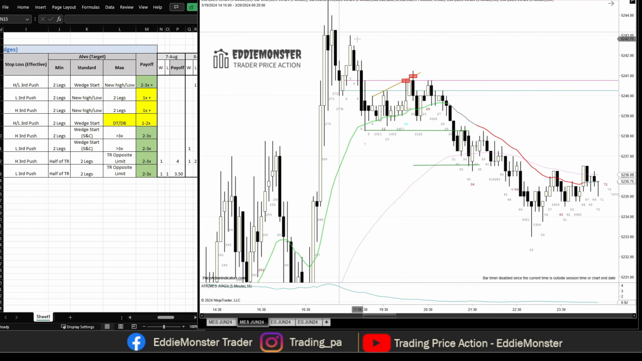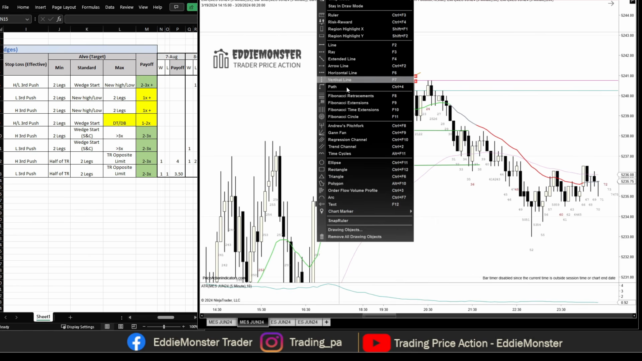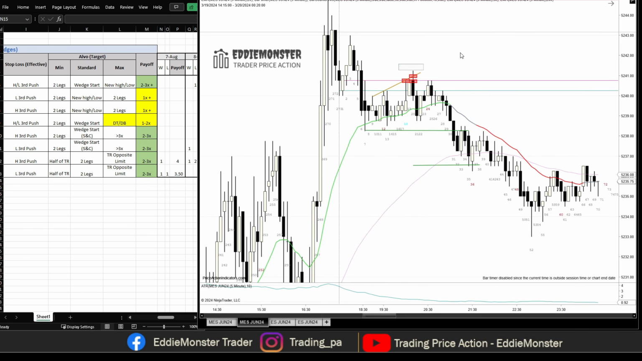So let's see. You enter here with the limit order or fade even here. Fade here. You can fade that bar. Okay, that's the entry. Limit or fade on the third push up of the wedge. Put here wedge. Bear flag.